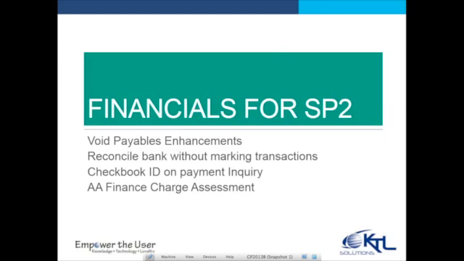So financials. So void payables enhancements. You can reconcile bank without marking transactions. Checkbook ID on a payment inquiry. Little feature, but very nice. You look at a payment transaction and you just don't know what checkbook it was associated with. You have to dig in a little further. And then any finance charges, if some of you really use AA and you charge finance charges, you can now associate finance charges with AA codes.